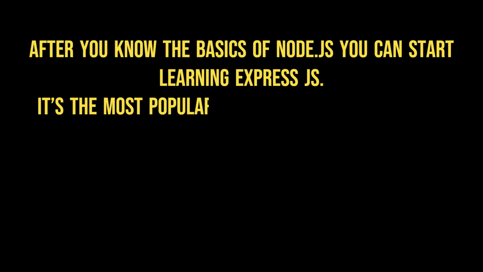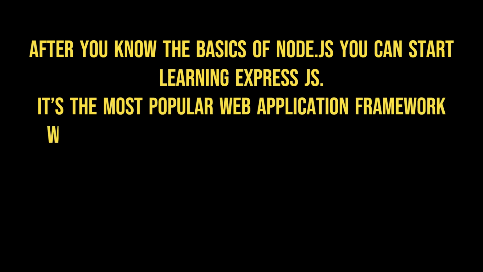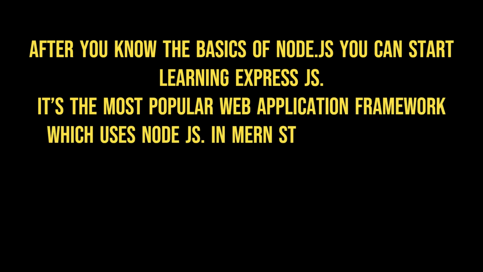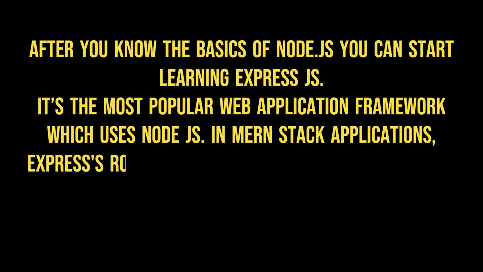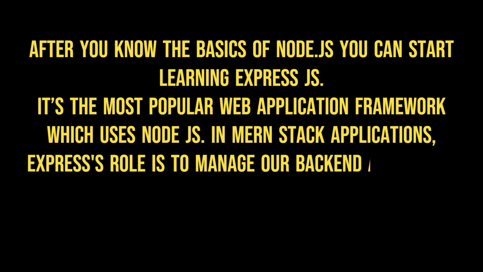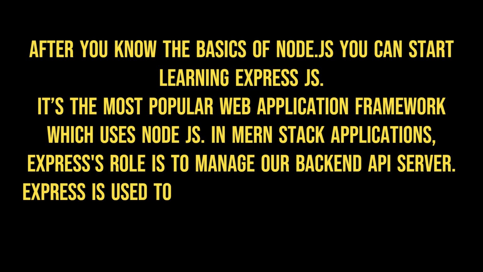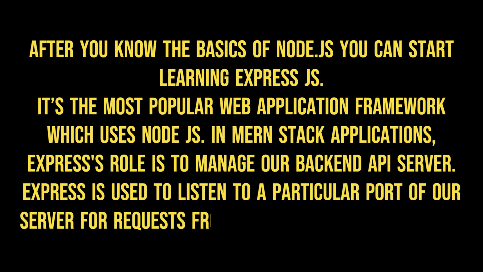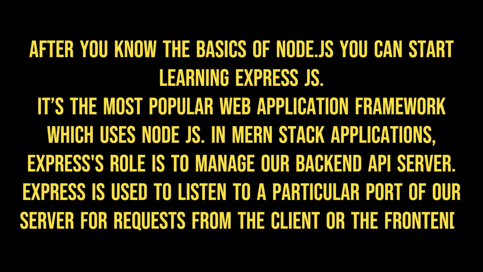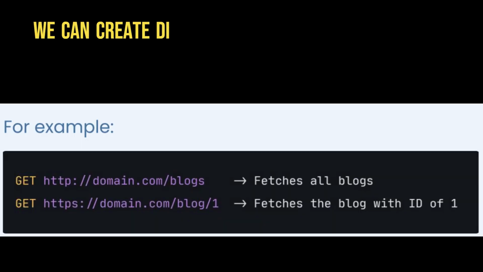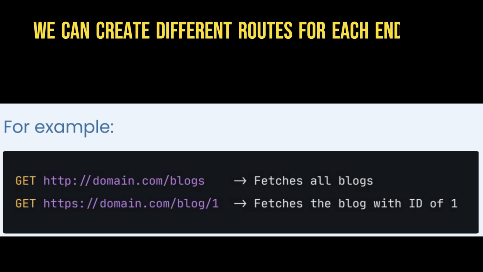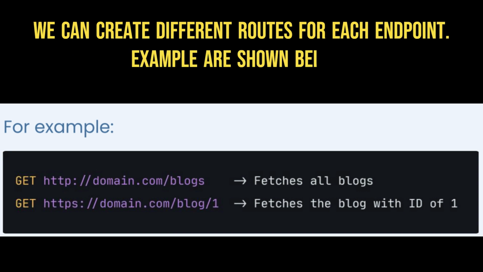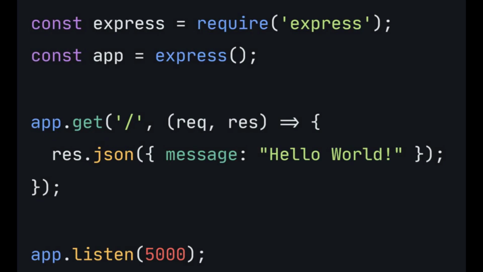After you know the basics of Node.js, you can start learning Express.js. It's the most popular web application framework which uses Node.js. In MERN stack applications, Express's role is to manage our backend API server. Express is used to listen to a particular port of our server for requests from the client or the frontend. We can create different routes for each endpoint. Examples are shown below. Here is a simple example of an Express.js server.